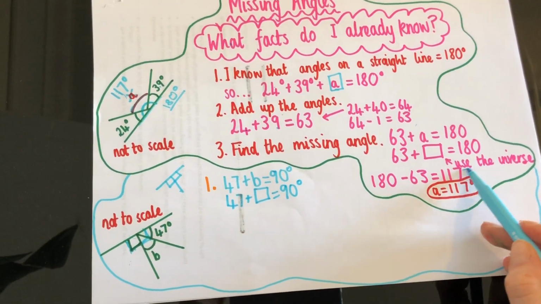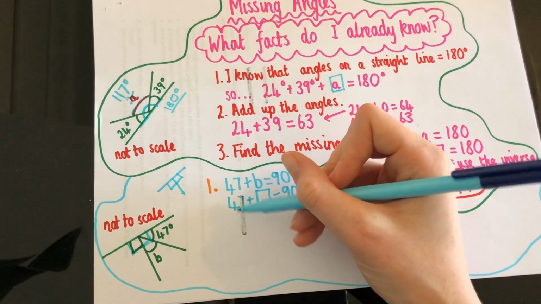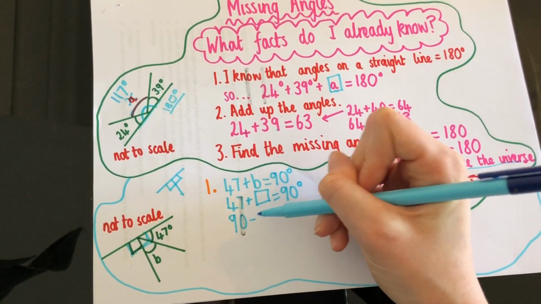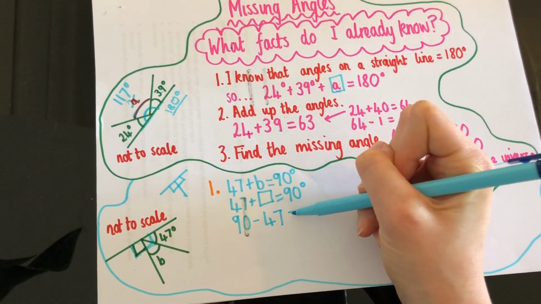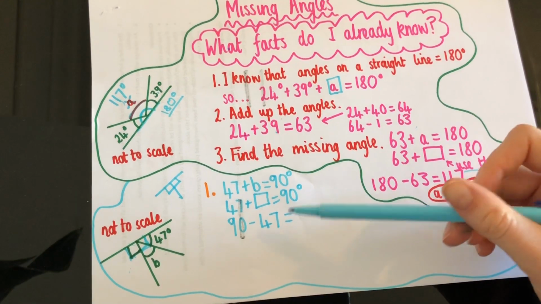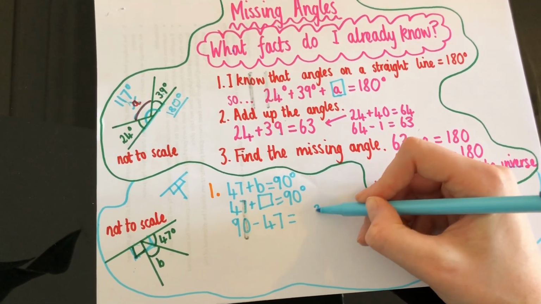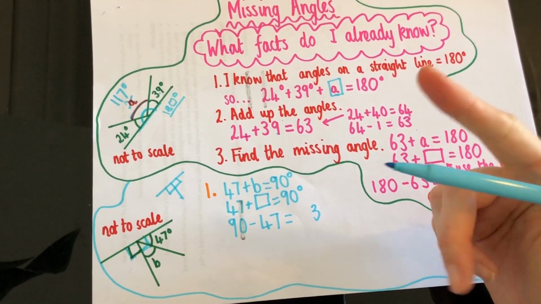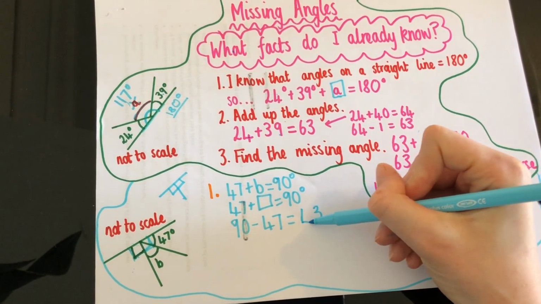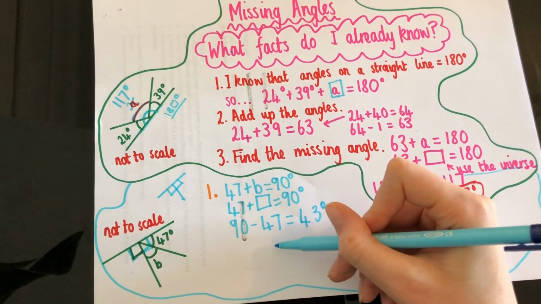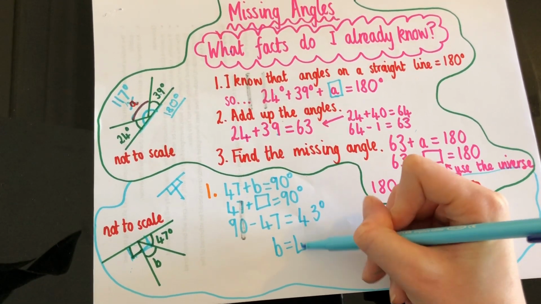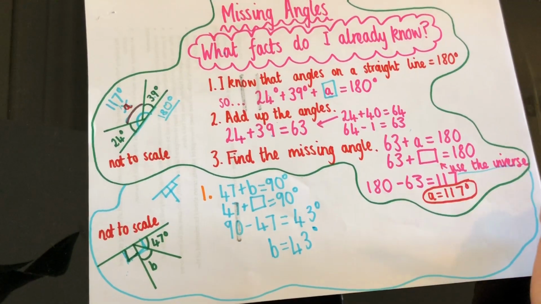So now I can look at my inverse. I need to do 90 subtract 47, and I'm going to try and do this in my head. I know that 3 would take me to my next 10, which would be 50, 60, 70, 80, 90, 43 degrees. So I know that B is equal to 43 degrees.